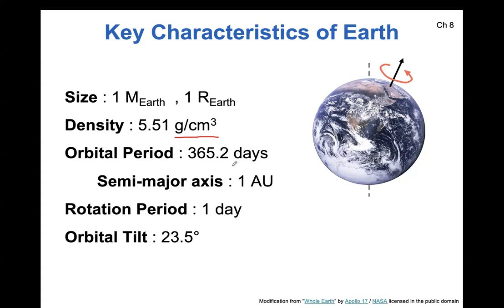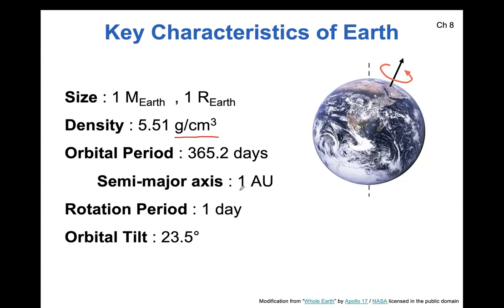Orbital period, we know 365.2 days. That is the full time it takes the planet to orbit around the sun. And of course, that 0.2 days shows up sometimes when we're doing calculations. Often you'll see it as 0.25. Here it's approximated as 0.2.